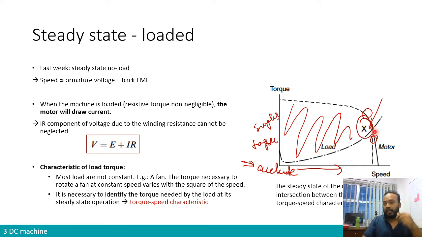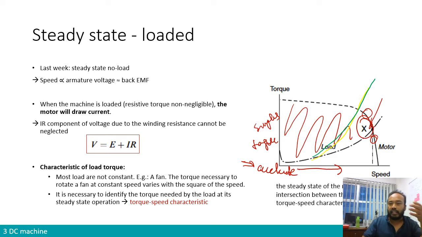The question that you might ask is, what happens if suddenly the load torque is increased? For example, if someone touched the blade of the fan, then the resistive torque will be increased. When the resistive torque is increased, the curve will move to a higher point. Imagine if suddenly there is a resistance in the blade, so the torque increases in this manner, to this point.